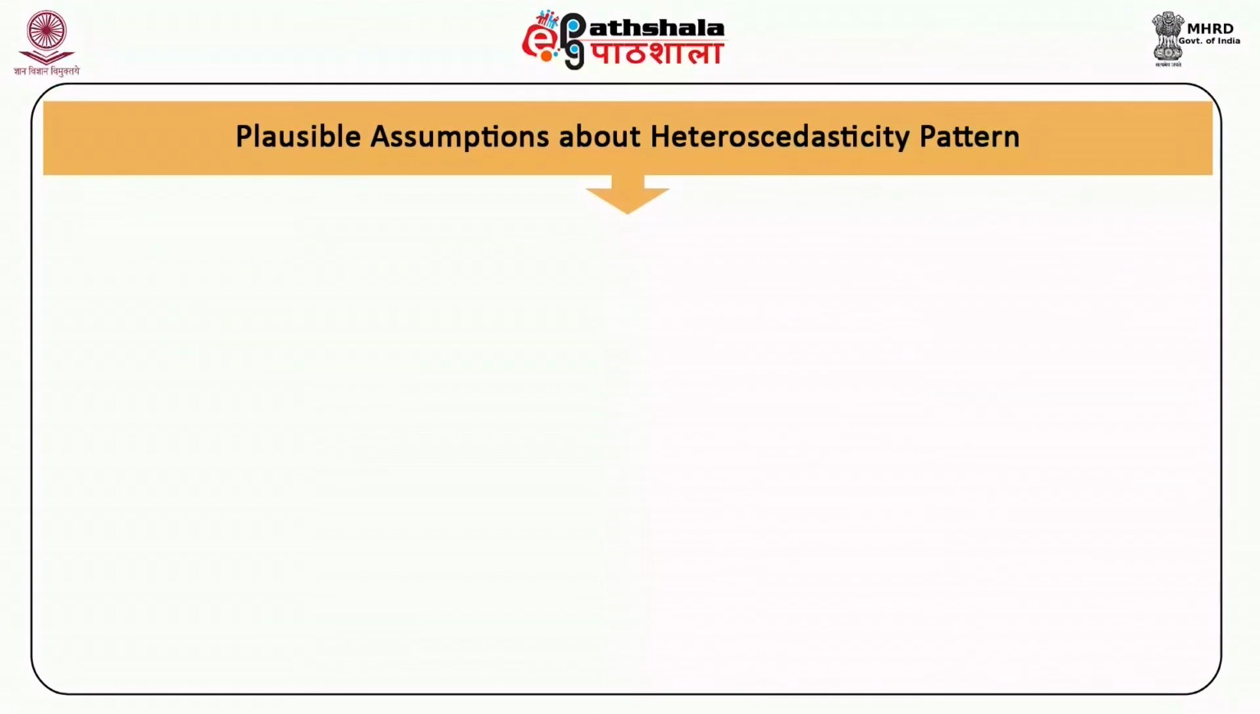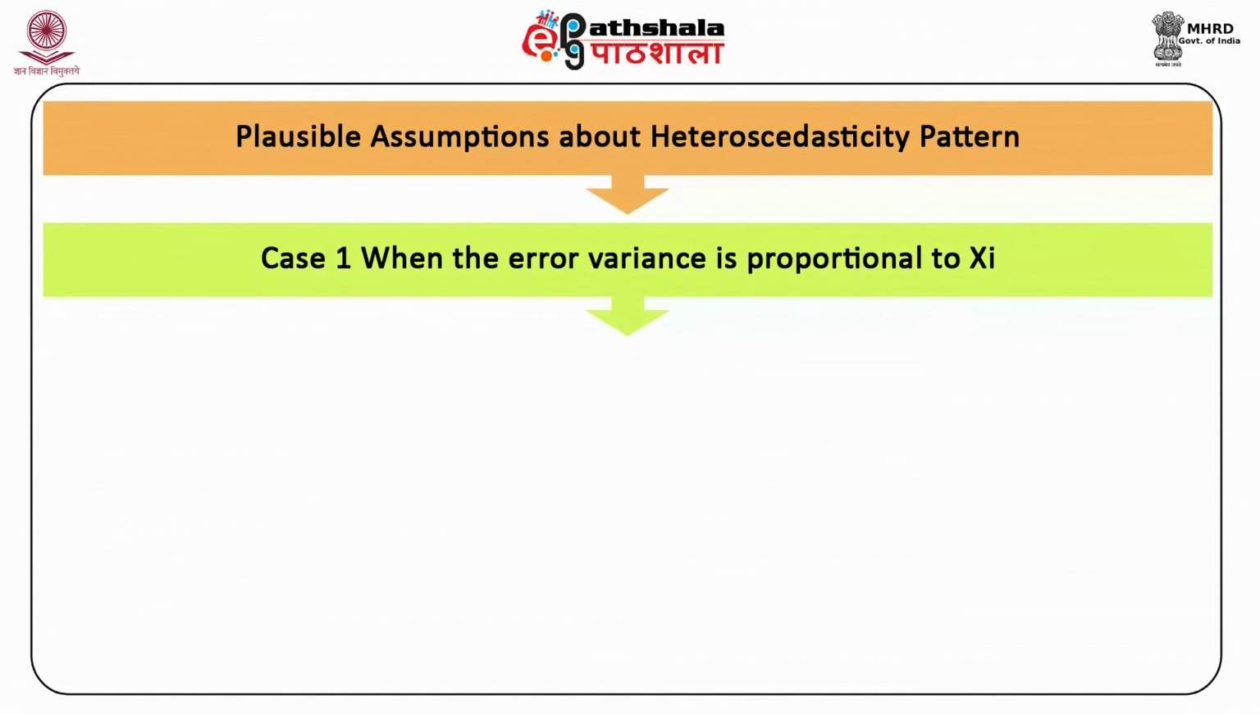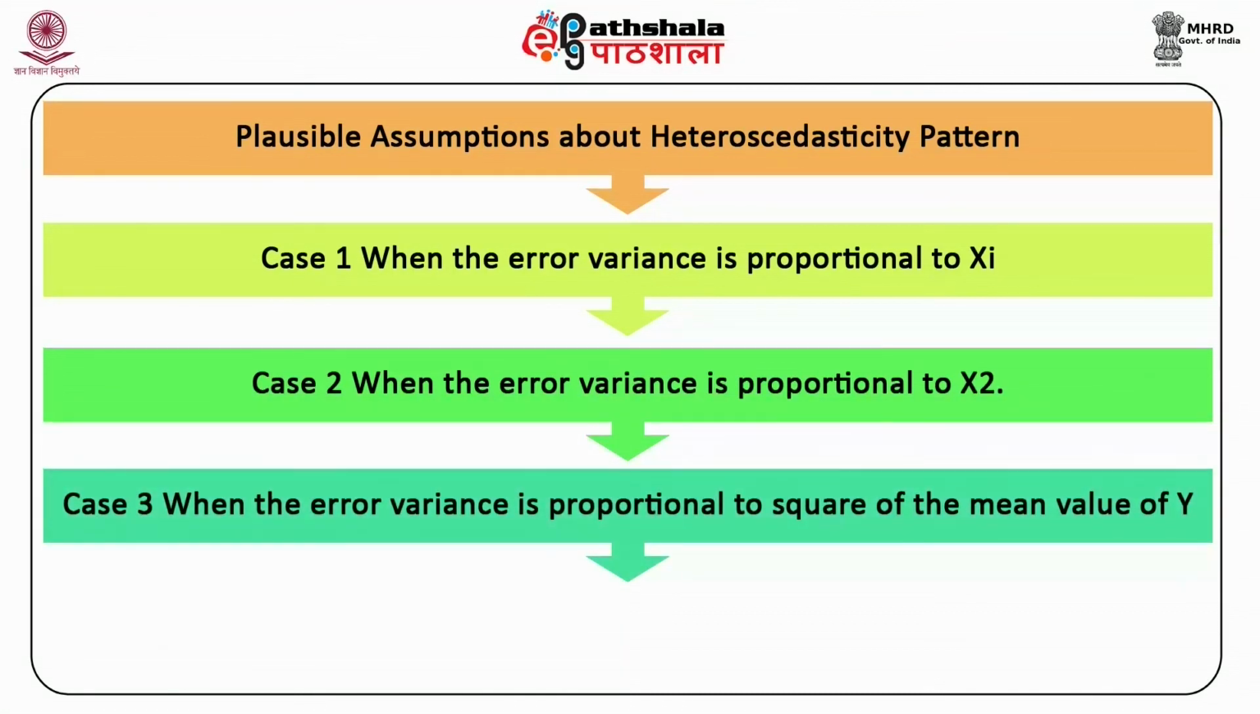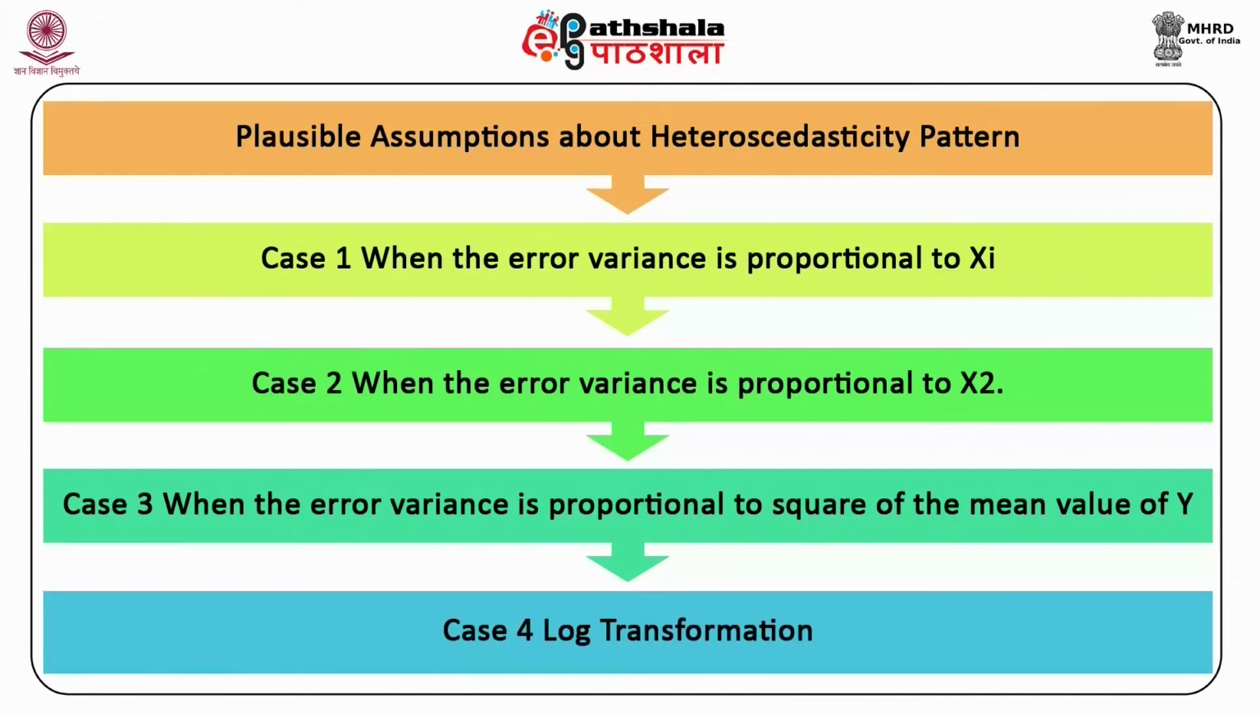Under plausible assumptions about the heteroscedasticity pattern, there are four possible cases: case 1, when the error variance is proportional to xi; case 2, when the error variance is proportional to x squared; case 3, when the error variance is proportional to the square of the mean value of y; and case 4, the log transformation. We will discuss each one of them from now on.